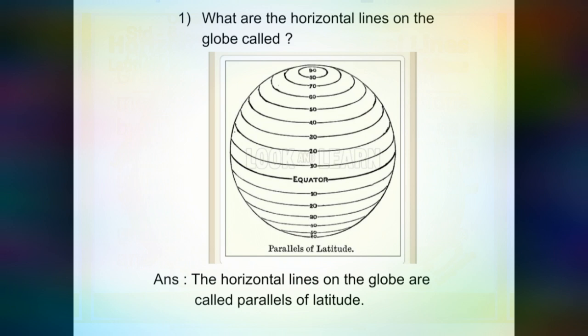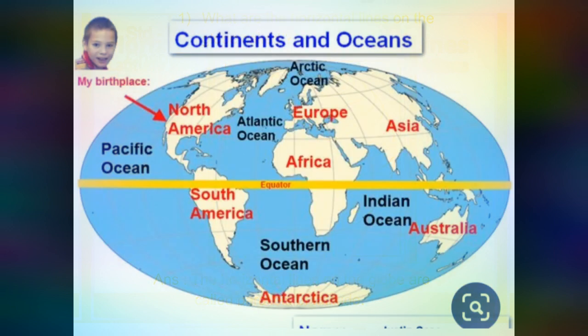But before we go to the second question, just observe this world map. Here we can see the continents and oceans, and some words are written in red color and some are with black color. Can you tell me how many continents and oceans are there? Okay, fine. I will help you to identify it. Students, the words written with red color are continents, and the words written with black color are oceans.